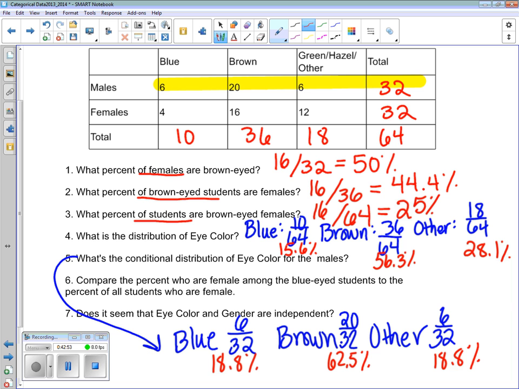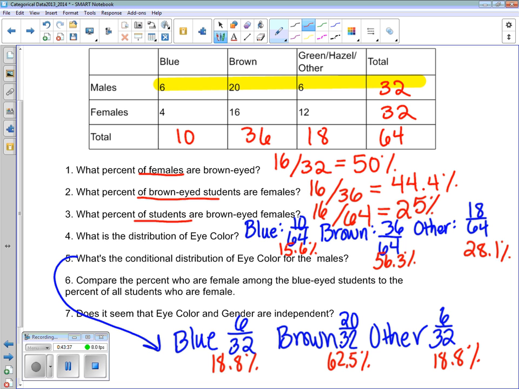What do you think? Aditya, what do you think? Are they independent or are they dependent? Are eye color and gender independent or dependent according to our data? Are the percentages close enough? Okay? Anybody have a differing opinion, or you all agree they're close enough? Well, what is close enough? I think more than 10% is kind of a lot. If you look at the other category, aren't those off by 10? That's kind of a lot.